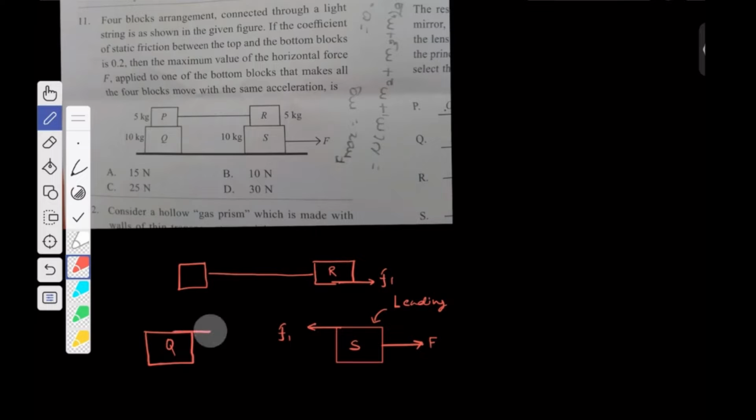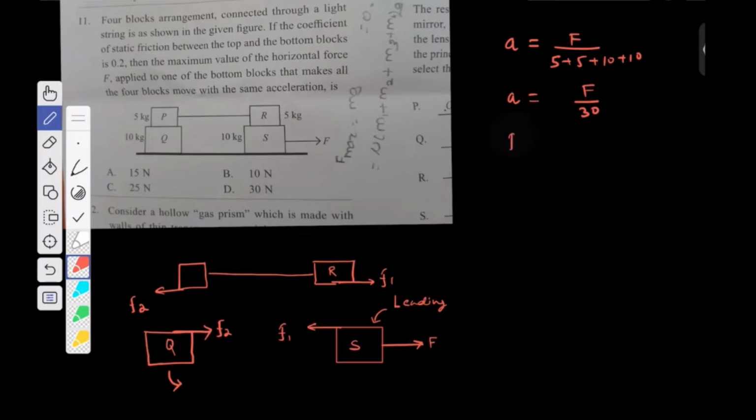For Q block, it is also supposed to be moving in the same direction in which force F is applied. So there must be some force coming onto it. That must be friction force F2, so its reaction F2 will be acting backward. Now you see the motion of Q is dictated only by the friction force. If I consider all of them moving together, the common acceleration with which all of them will move is F by 5 plus 5 plus 10 plus 10, which is F by 30.